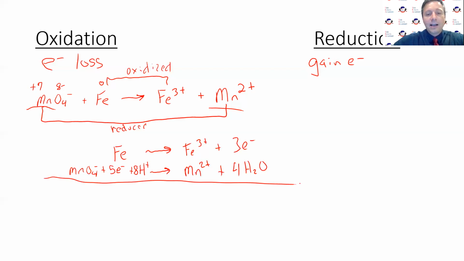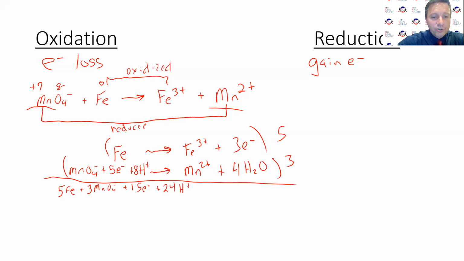So first thing, I'm going to draw my line here, and I got a 5 and a 3. The common factor has to be 15. So I'm going to put my parentheses, and I'm going to multiply the top by 5 and the bottom by 3. So now I'm going to have 5 iron plus 3 manganese oxide plus 15 electrons plus 24H+. Now I can have my arrow.